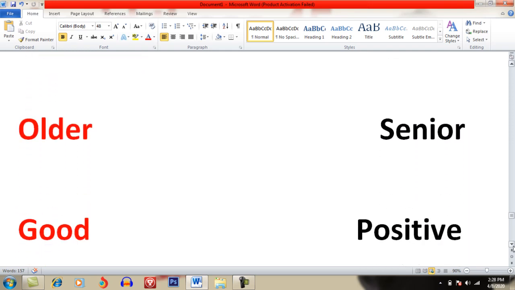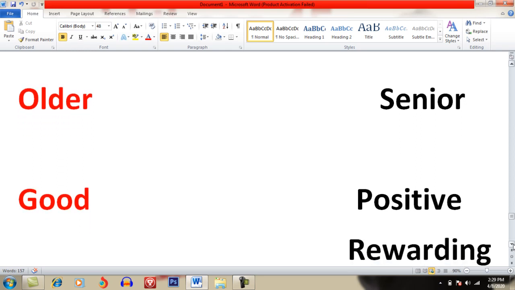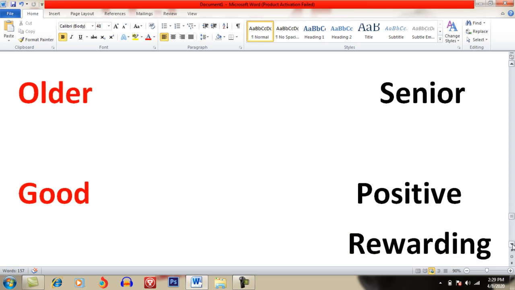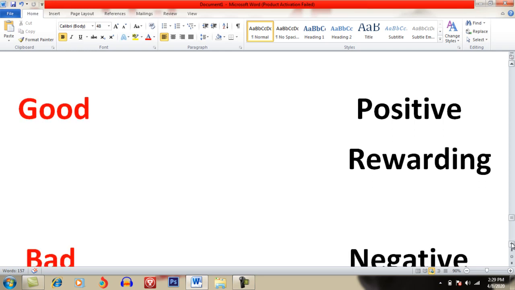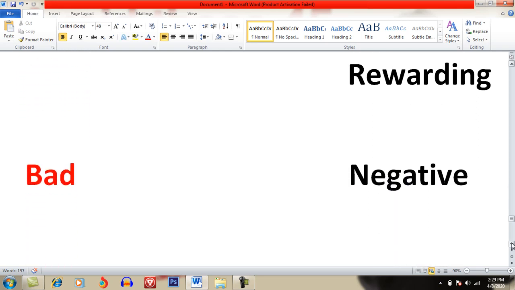"Older": mostly students use the word "older" in IELTS writing, so do not use "older" because it is informal. Try to use "senior." And instead of "good": mostly students use the adjective "good" in IELTS writing. Do not use "good" because it is informal. You can use the word "positive" or "rewarding" instead of "good." It will help you secure a higher band in the lexical resource department.